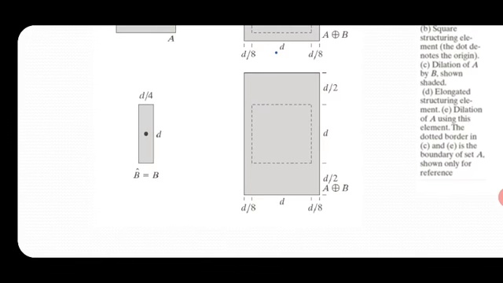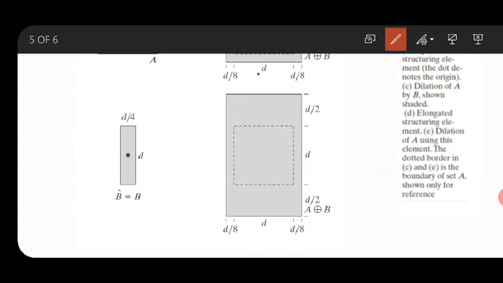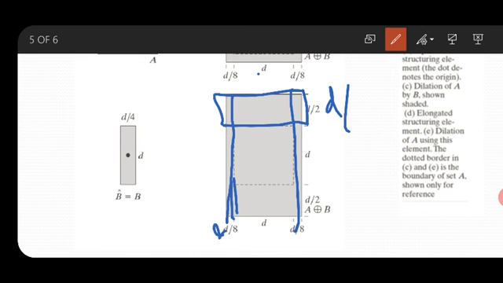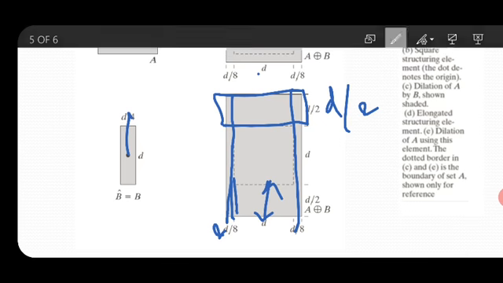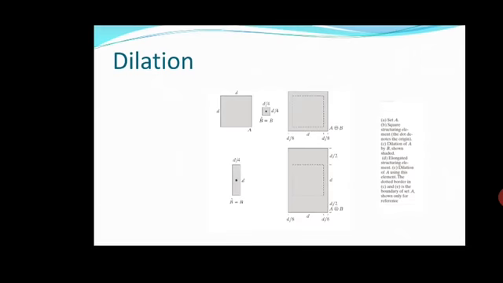I hope you can see this one. D by 8. This portion becomes thick here. How much portion is getting added? D by 8. How much portion is getting added here? D by 8. How much portion at the top? There is D by 2, because half this portion will be getting added. Previously in the erosion you erased, in the dilation you are adding here. How much portion did you add here? D by 2.